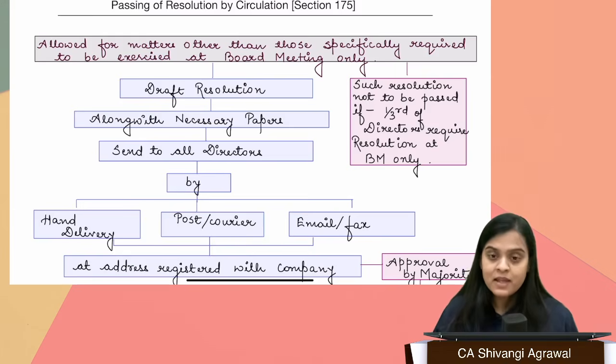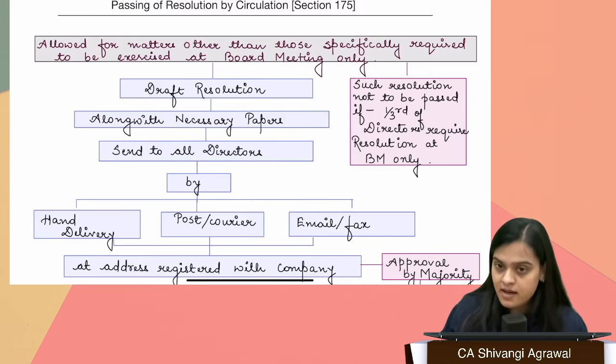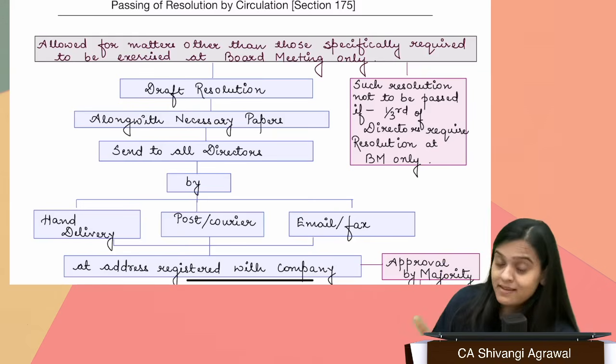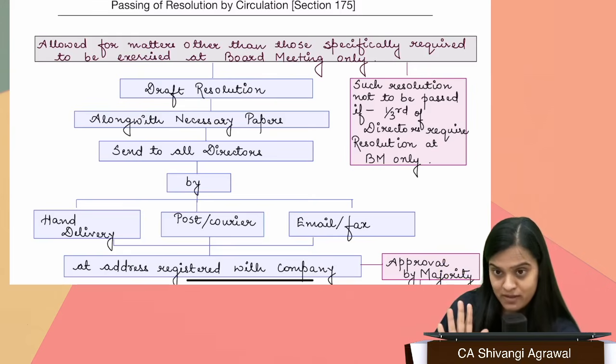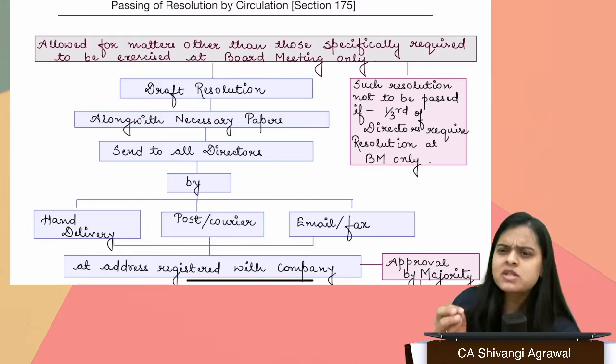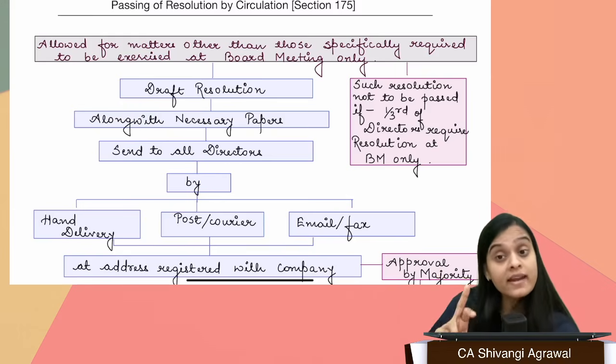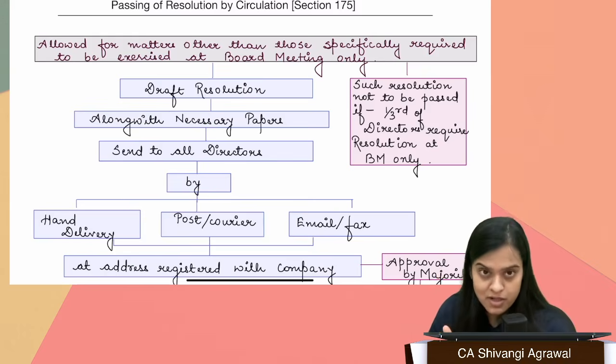But then, ma'am, when we look at the secretarial standards, we also get to know one thing, that an adjourned board meeting can't be held on a national holiday. National holiday means what? 26th January, 15th August, Gandhi Jayanti, etc. So, an adjourned board meeting can't be held on a national holiday.